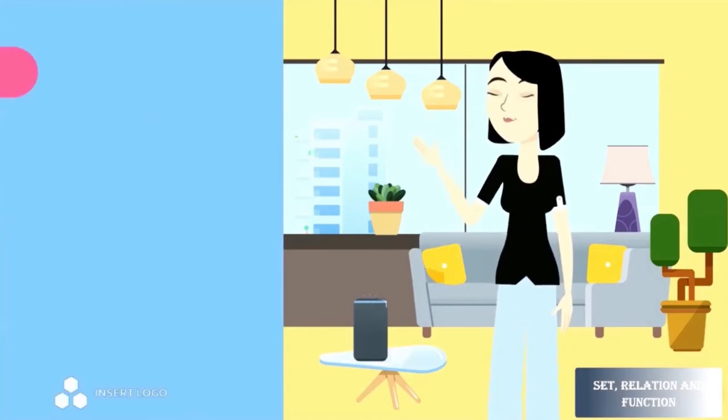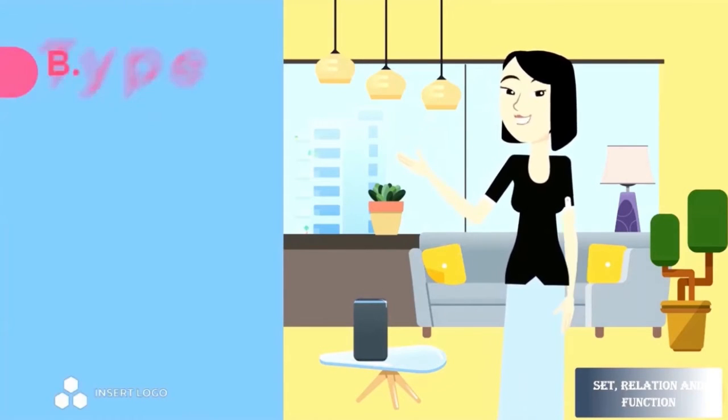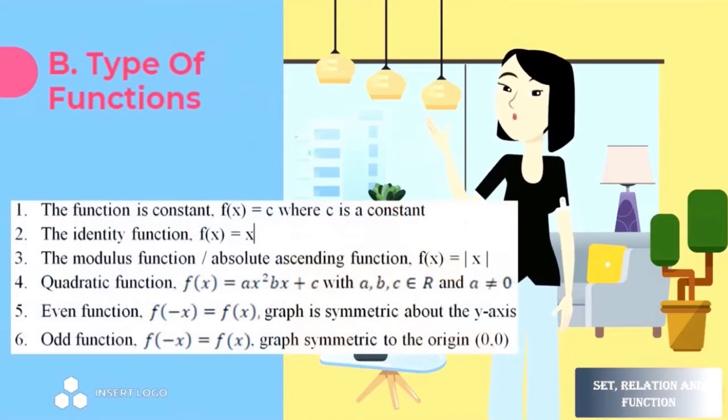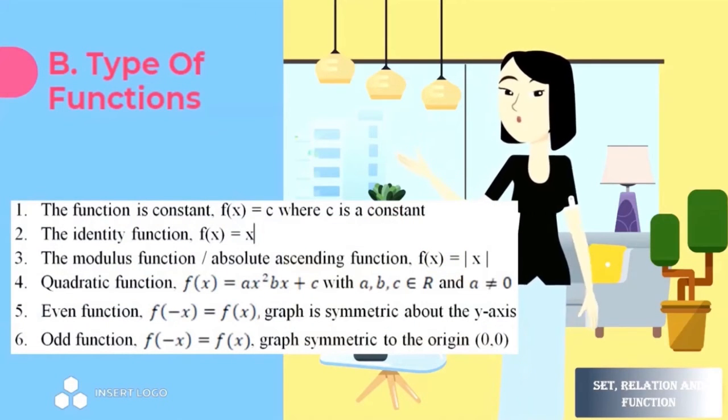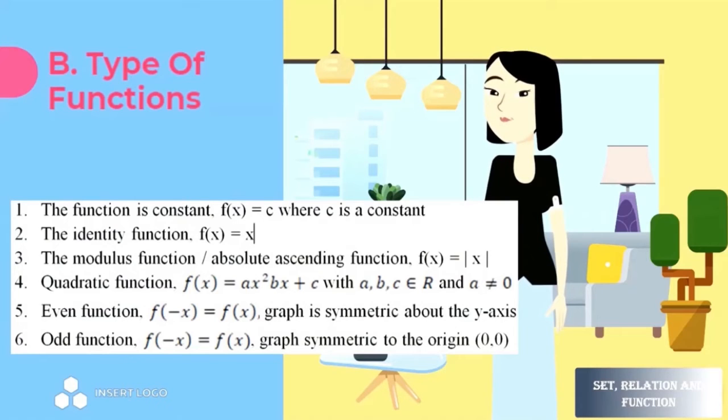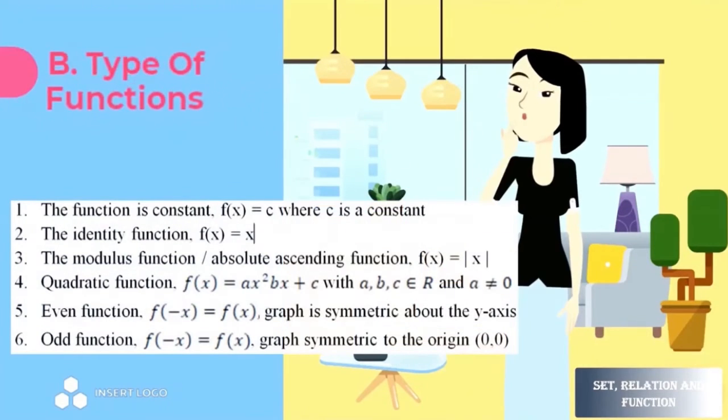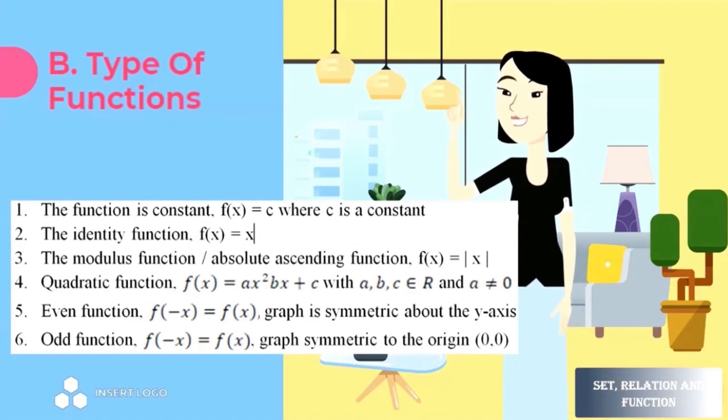So now, the second one is the types of function. First, the function is constant if f(x) is equal to c, where c is a constant. Second, the identity function, f(x) is equal to x. Third, the modulus function or the absolute value function. This is f(x) is equal to absolute x. Fourth, quadratic function. f(x) is equal to ax squared plus bx plus c with a, b, c elements of real numbers, and a must not be equal to 0.